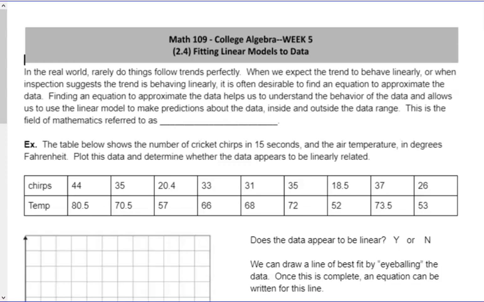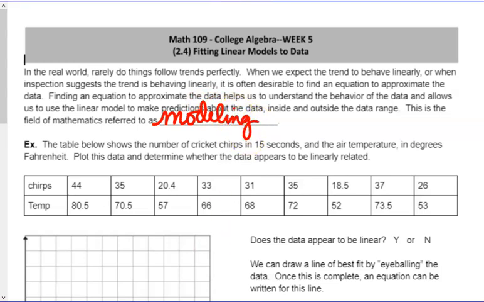So in the real world, rarely do things follow trends perfectly. When we expect the trend to behave linearly, or when inspection suggests that the trend is behaving linearly, it is often desirable to find an equation to approximate the data. Finding an equation to approximate the data helps us to understand the behavior of the data and allows us to use this linear model to make predictions about the data inside and outside the data range. This is what we refer to in mathematics as a field of modeling.